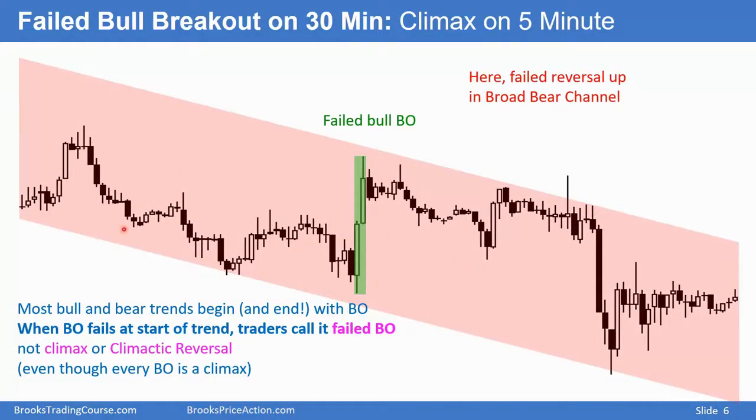The market is in a broad bear channel. It's forming lower highs and lower lows. This is simply a failed reversal up within a broad bear channel. Although at this point, you don't know that. Once you're down here, you look back and say, that was just a bull leg in a bear channel.